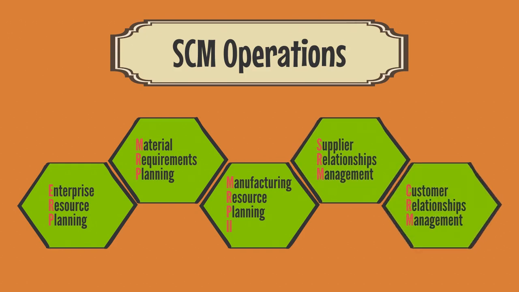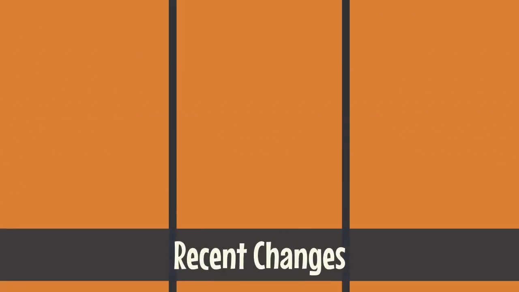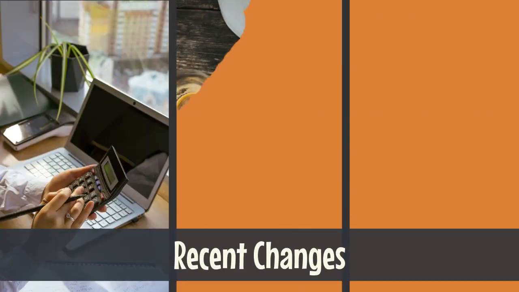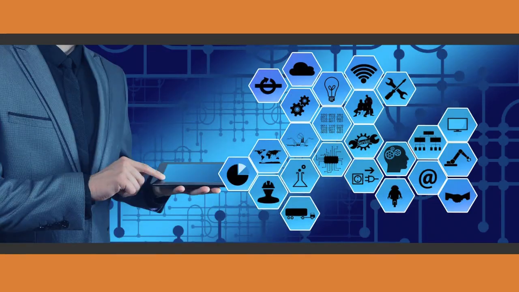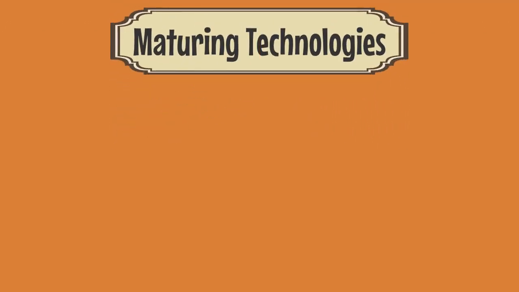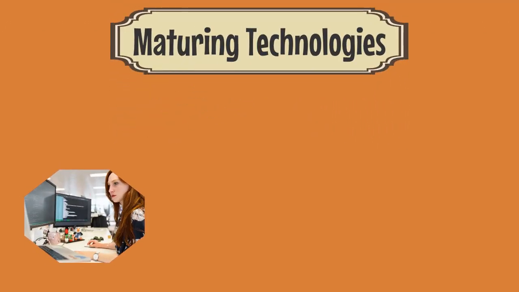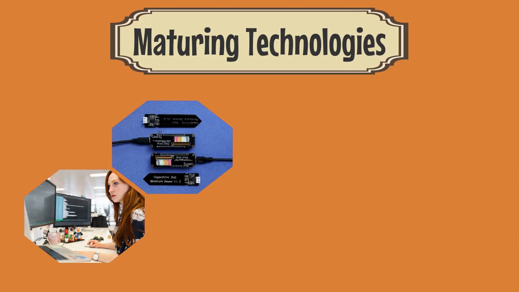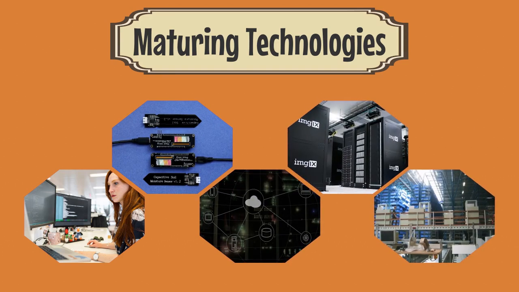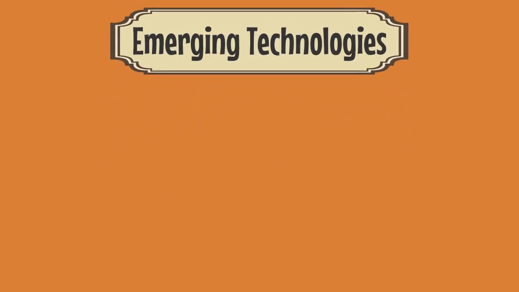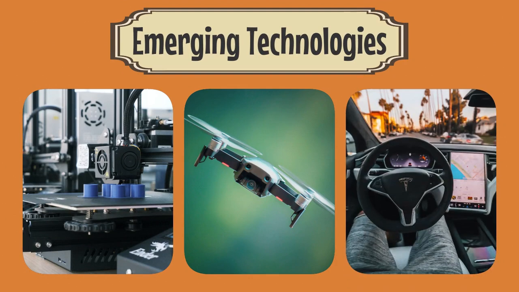Customer Relationships Management (CRM). Recent societal and corporate changes, such as mobile computing, social media, and internet commerce, have drastically altered practically every part of the supply chain and logistics scene. Maturing technologies include optimization software, sensors, telematics, cloud computing, data warehouse and integration, and automated storage (AS) and retrieval. Emerging technologies include 3D printing, drones, and autonomous vehicles.